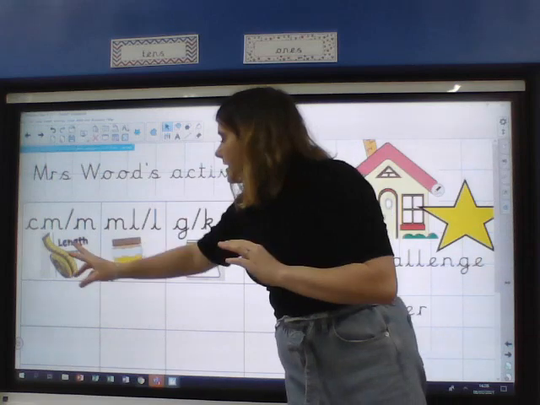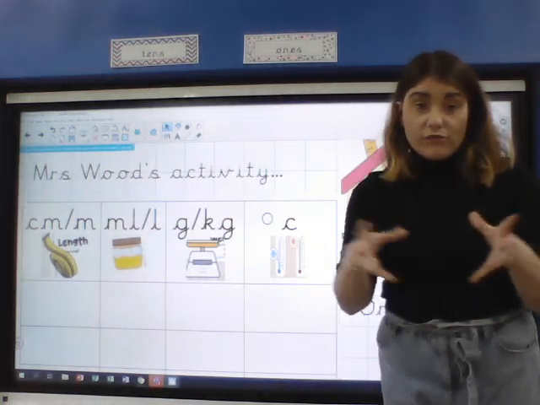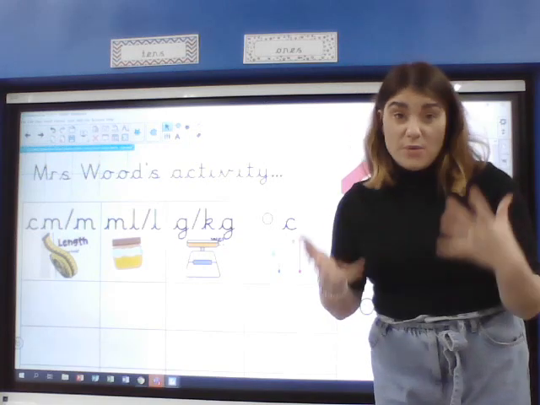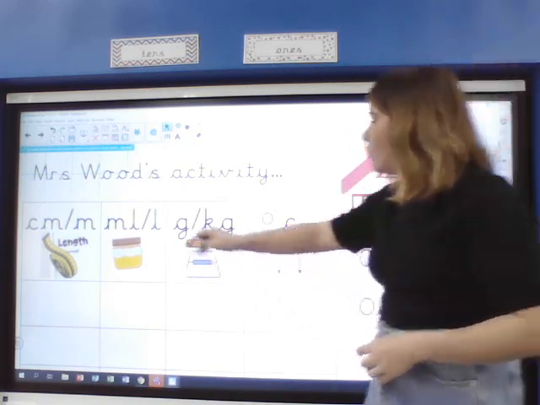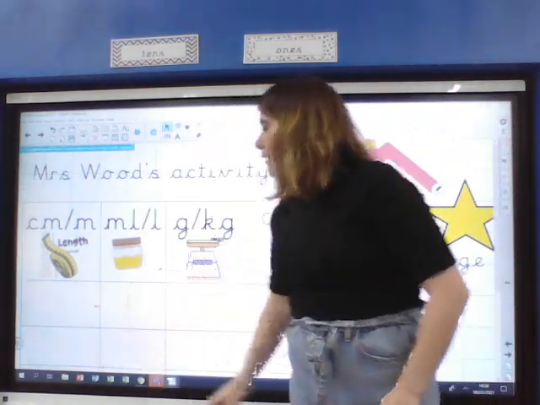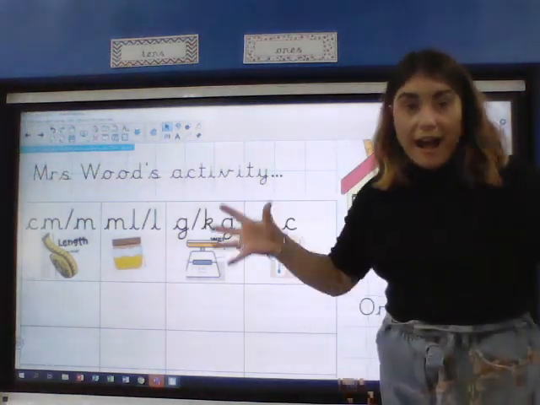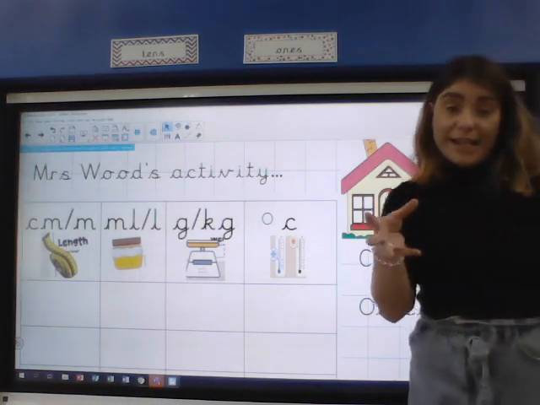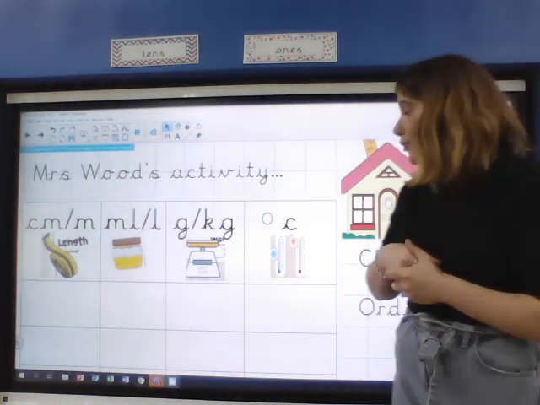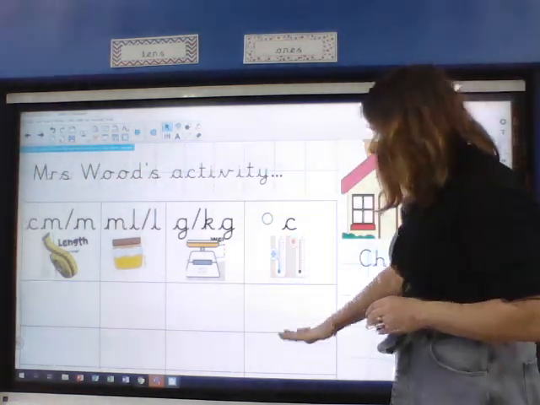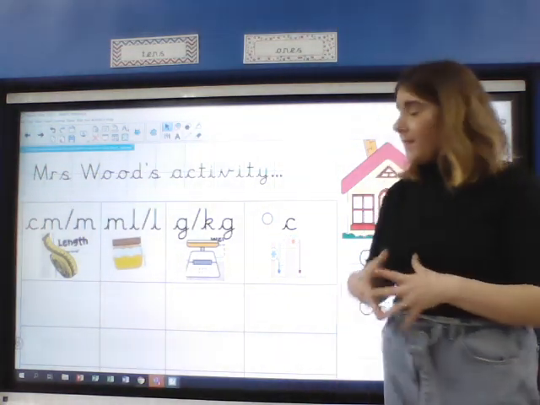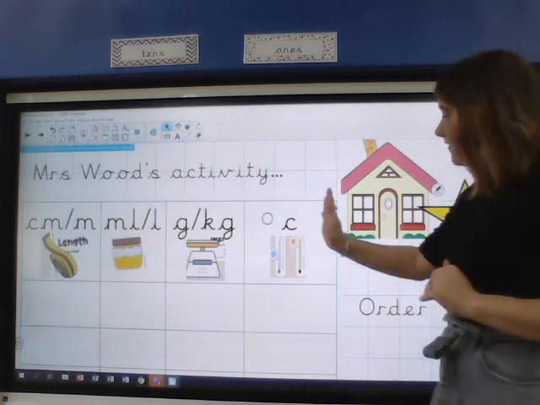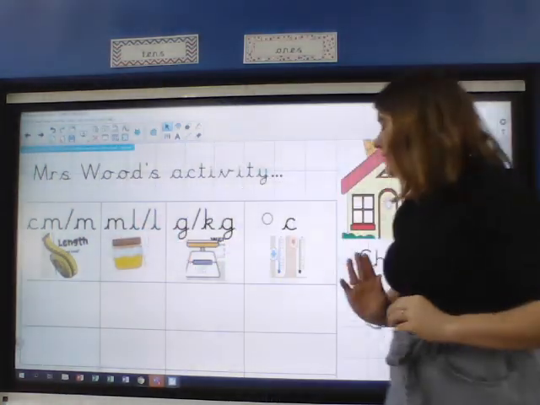For centimetres and metres, you might want to go around using a ruler or a tape measure if you've got one, or maybe estimating, so guessing. And then record any measurements that you found or that you've measured around the home. And the last one, temperature. So if you've got a thermostat in your house and the oven, have a look at those, finding some examples of temperature.